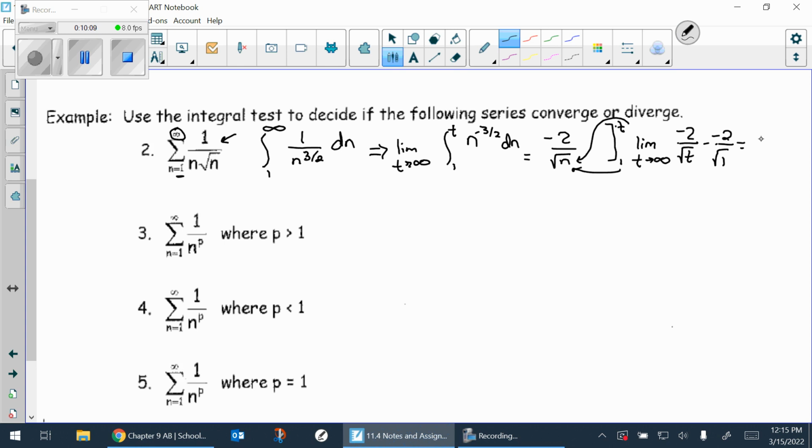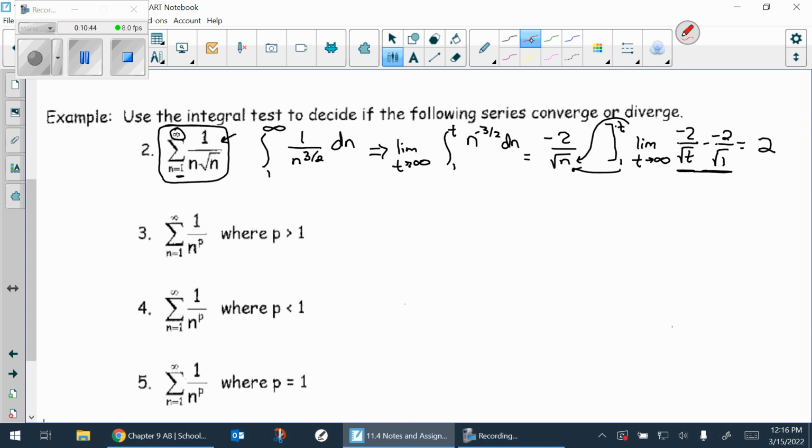And if t is huge, this guy here is going to be 0-ish. Minus negative 2 is 2. So I would say that this integral converges, and therefore the series converges. So that series is going to converge.